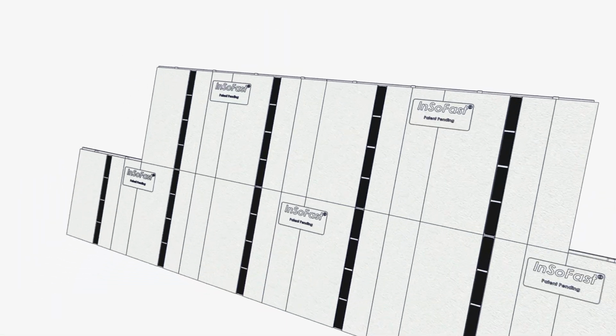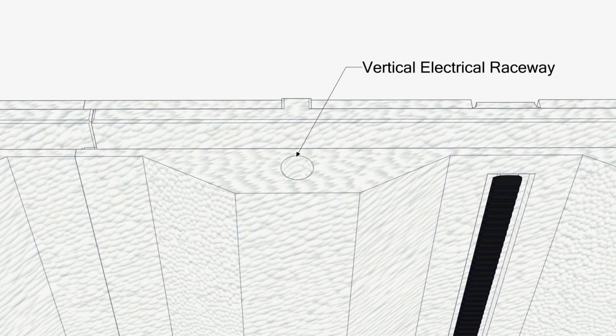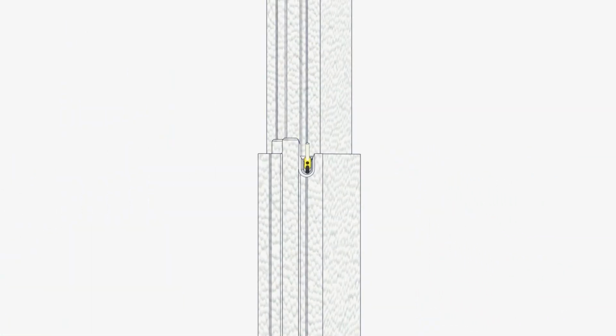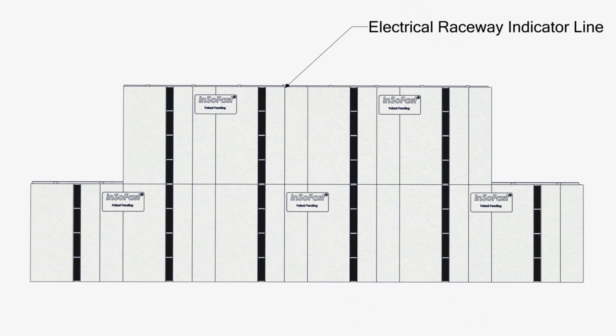Interlocking grooved edges provide an airtight vapor barrier, eliminating the metal condensation problem associated with traditional container construction. Engineered with built-in electrical raceways, running power through the container is simple. The raceways are clearly marked on the front of the panel.